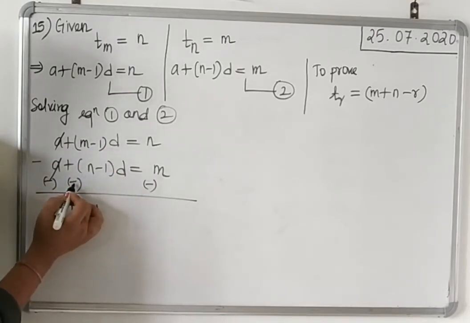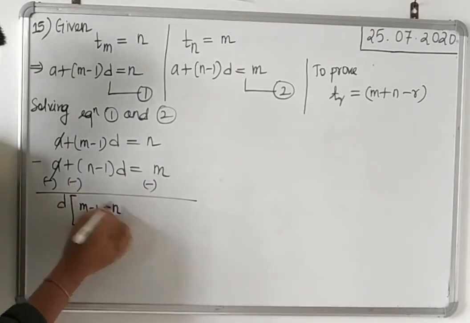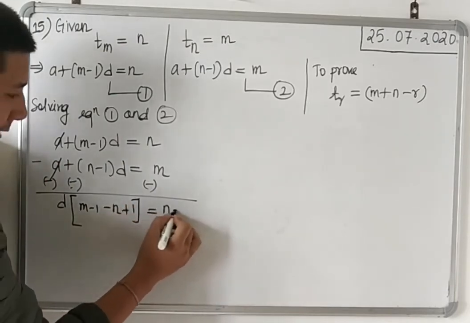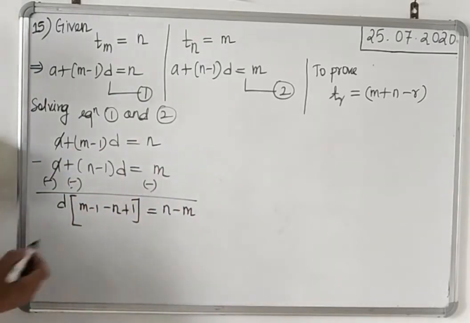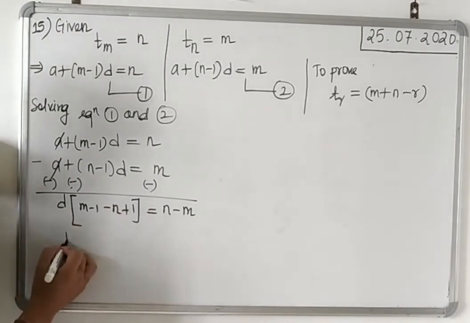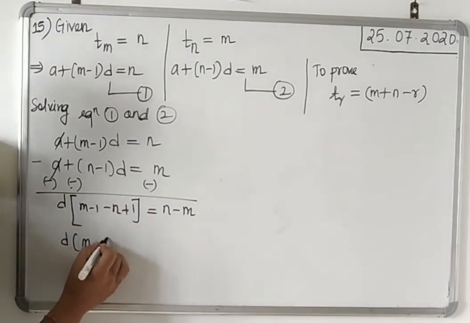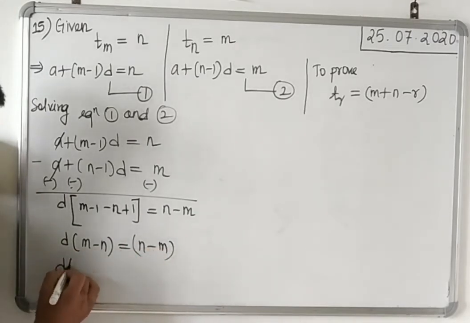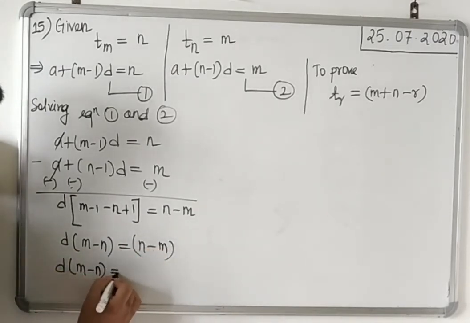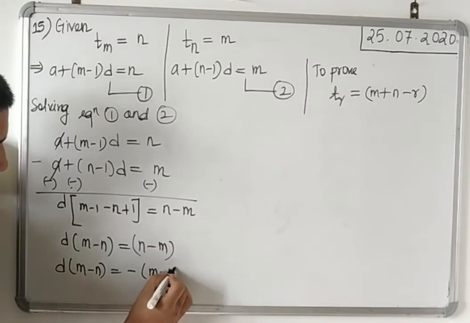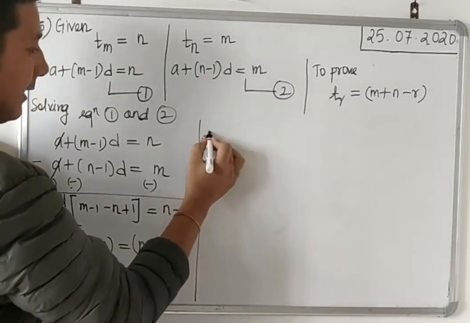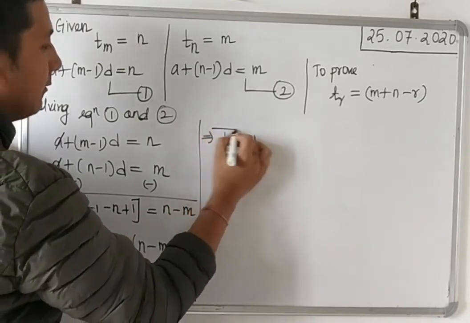You can multiply with minus. Minus into plus is minus, minus and minus is plus. So 1 is equal to n minus m. Plus 1 minus 1 gets cancelled out. So d into (m minus n) is equal to n minus m. You can take minus common this side, so minus (m minus n). (m minus n) gets cancelled out. So hence I will be getting the value of d as minus 1.